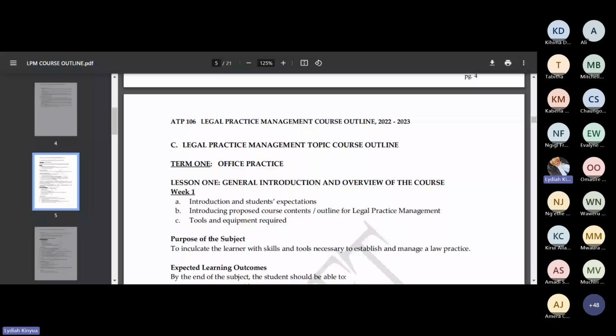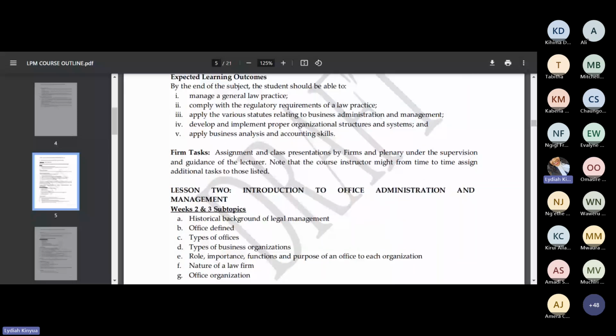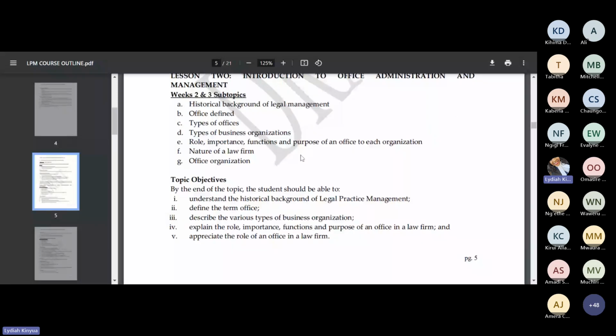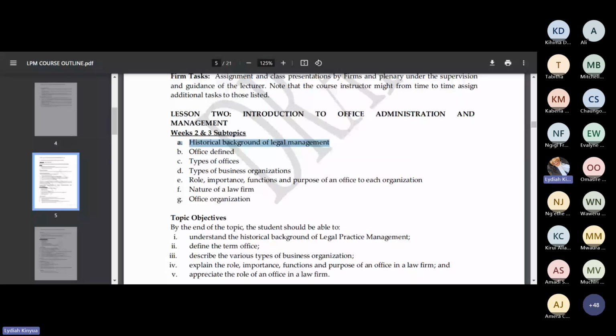LPM, general introduction, historical background of legal management. Well, I don't think anyone will examine it, but I have some slides on history, so you can just look at it. I equally have no idea about the history of legal management.